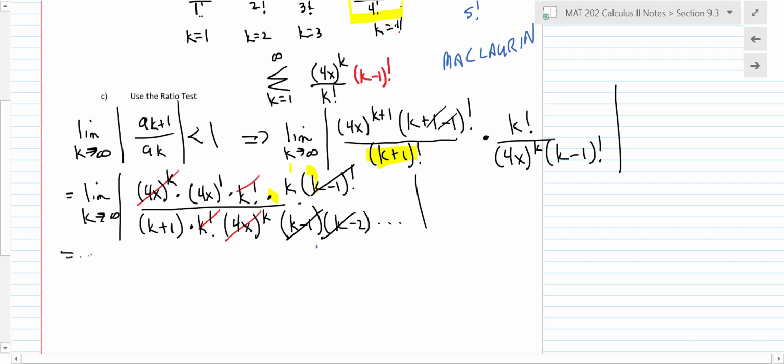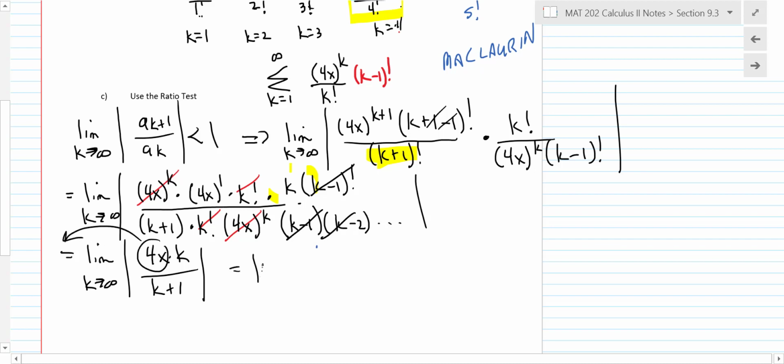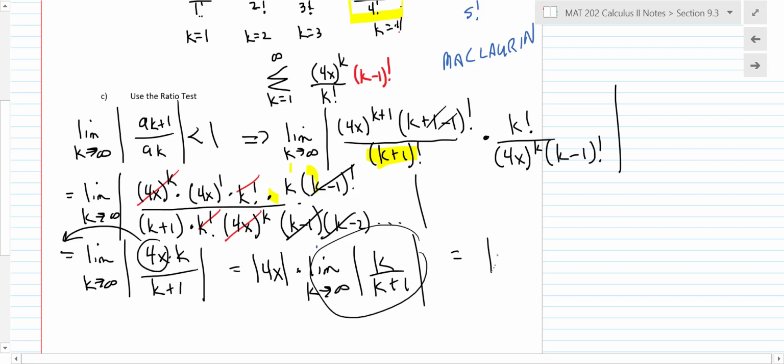So what that's going to leave us then is the limit as k goes to infinity of, and it looks like we're going to be left with 4x times k. Then I've got k plus 1 left over like that. That constant comes out, so you're going to have absolute value of 4x times the limit as k goes to infinity of k over k plus 1. I'm going in super speed here. What's the answer to that limit? 1. So that's 4x times 1, so we get that.